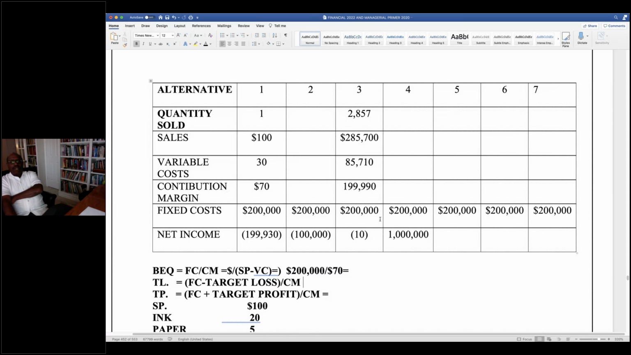From now on, we will be working with a break even of 0, a target loss of 100,000, and a target profit of $1 million. So these will stay the same.